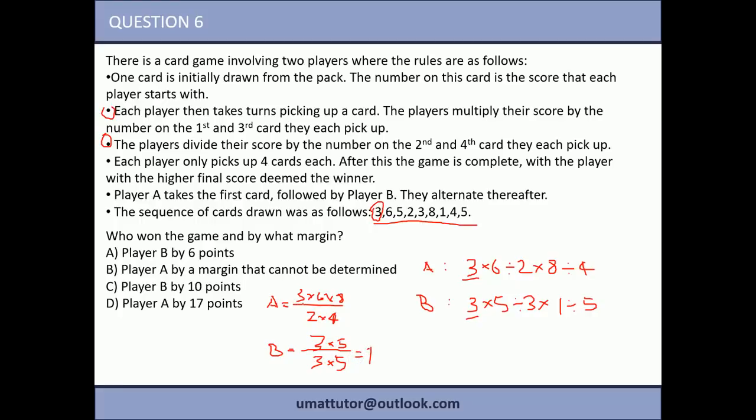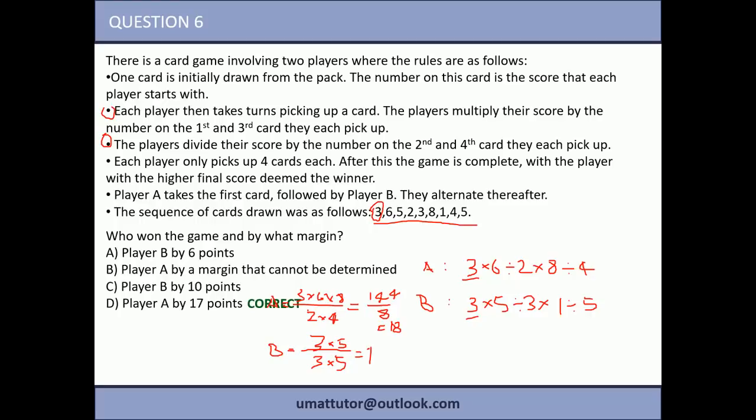Now for A, just a bit of quick maths, 3 times 6 times 8 over 2 times 4. So the top one would come to, what's that, 48? That would come to 144 over 8. And that would come down to a score of 18. So player A scored 18, player B scored 1. Therefore, the question is who won the game and by what margin? We can see that it's player A by 17, and that would be option D.